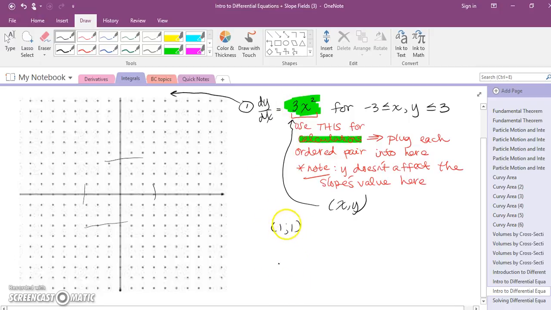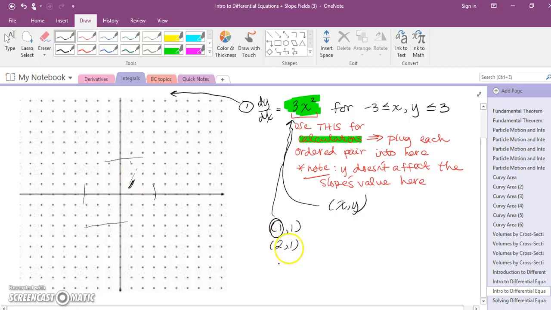Let's take the ordered pair 1, 1. You can start wherever you want, really. If I were to plug 1, 1 into here, I can only plug the x part in. That'd be 3 times 1 squared, which is 3. So go to 1, 1 and draw your best effort at drawing a slope of 3. I know it's going to be hard, especially when the slopes are close, but I'm going to start here and say, all right, if the slope were up 3 over 1, it would be that steep. So just draw one little tangent line that steep.